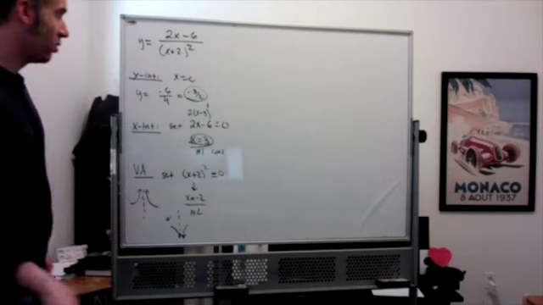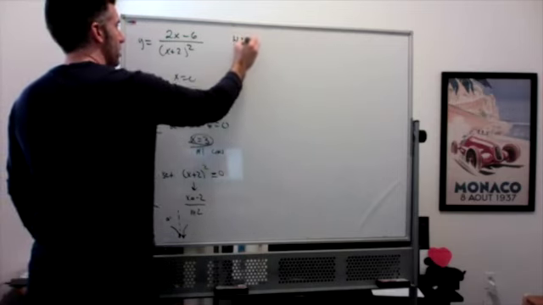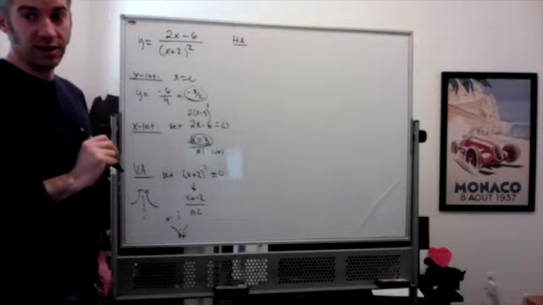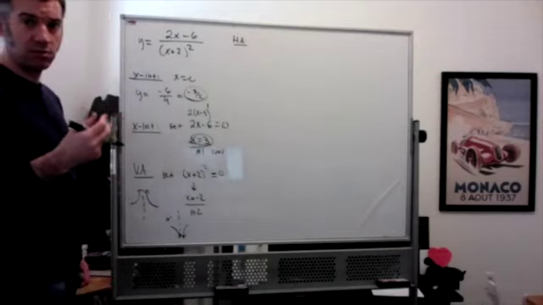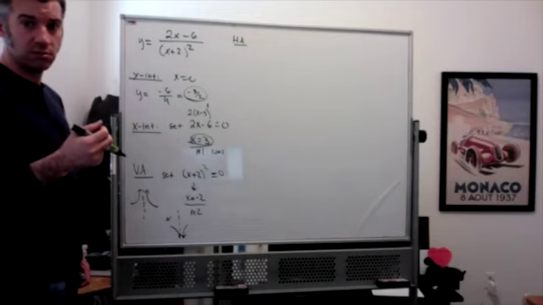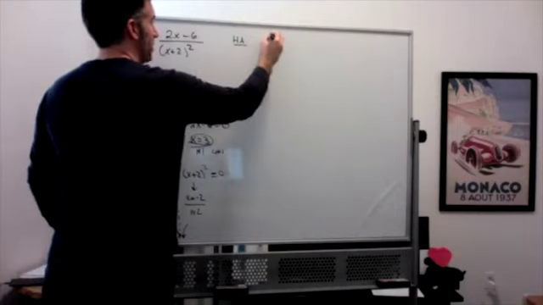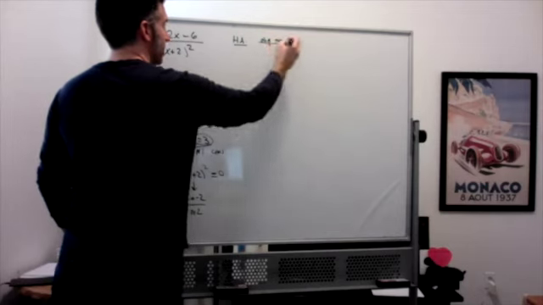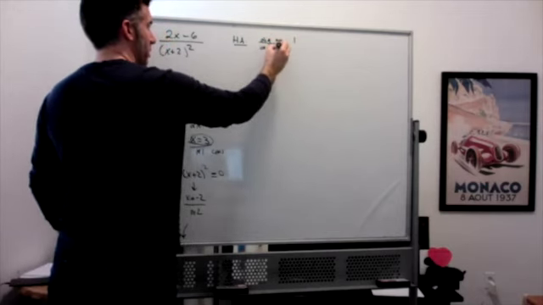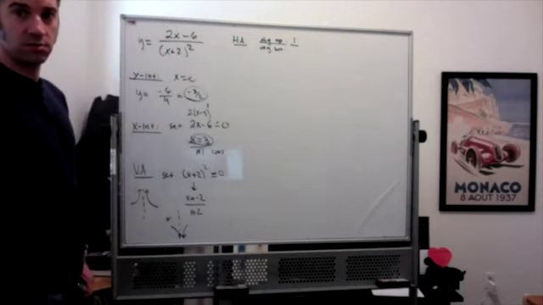All right, lastly, horizontal asymptote. Somebody please tell me, what's the degree on the top? 0, 1, or 2? It would be 1. The degree on top is 1, and you're just looking for the highest power of x. What's the degree on the bottom going to be? 0, 1, or 2? 2.